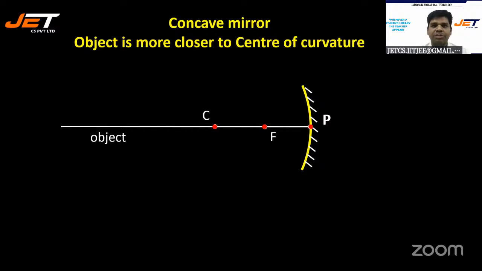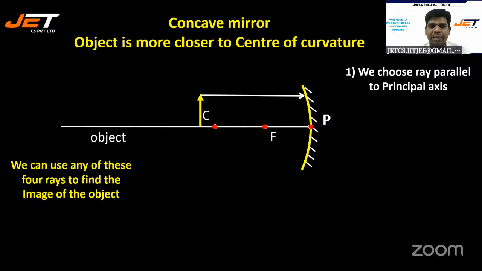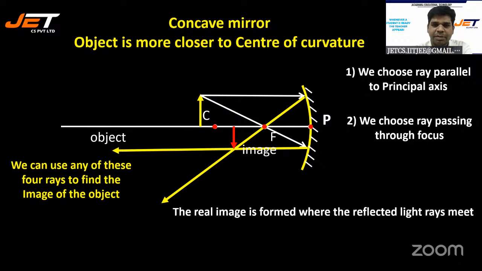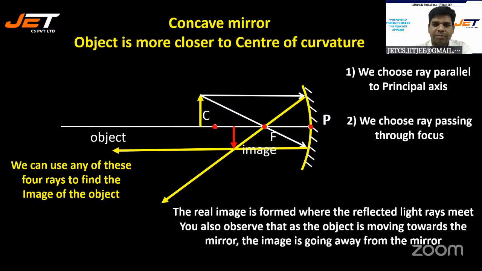Now let's keep it even closer to the center of curvature. Now what will happen? That's the intention of doing three cases beyond the center of curvature. Let's closely observe what is happening to the image. Again, I'll choose a ray parallel to the principal axis through the focus, and a ray through the focus parallel to the principal axis. That's the intersection. See, as I move closer to the mirror, my image keeps increasing in size, and it's going away from the mirror. Observe that the object is moving towards the mirror, and the image is going away from the mirror. That's the observation we have shown in three cases beyond the center of curvature.